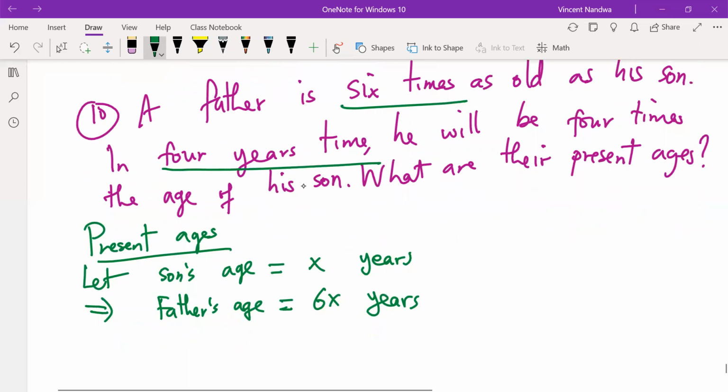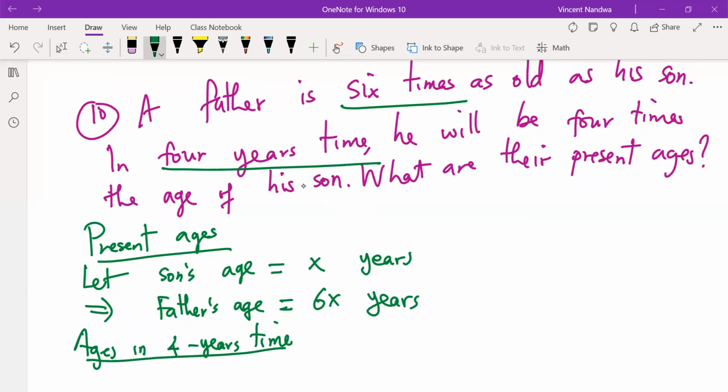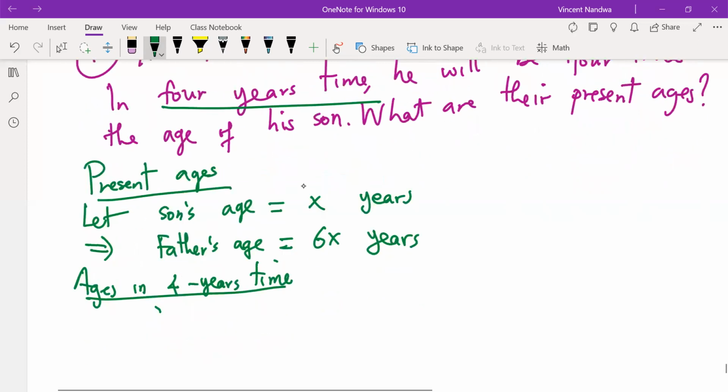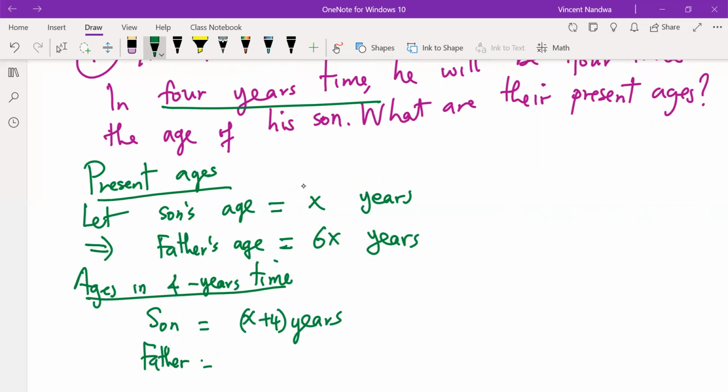Now, ages in 4 years' time. So the son, 4 years from now, will be the present age of the son plus 4. So it will be x plus 4 years. The father will be the present age of the father plus 4 years from now. So that is 6x plus 4.